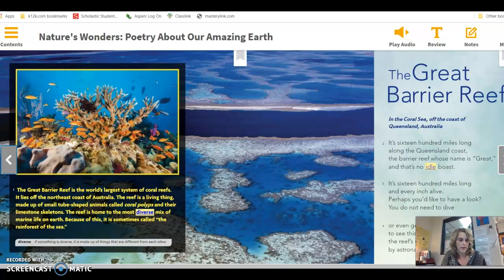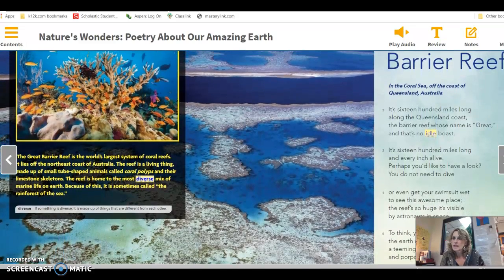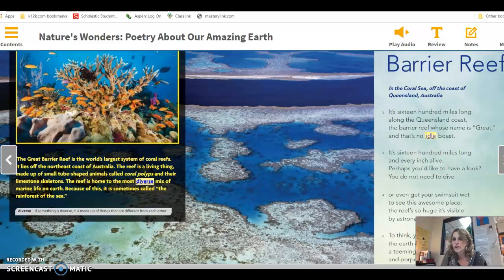So, the author's voice. Now, I'm going to read this little part here to you as we're going through. The Great Barrier Reef, in the Coral Sea off the coast of Queensland, Australia. So listen for author's craft.